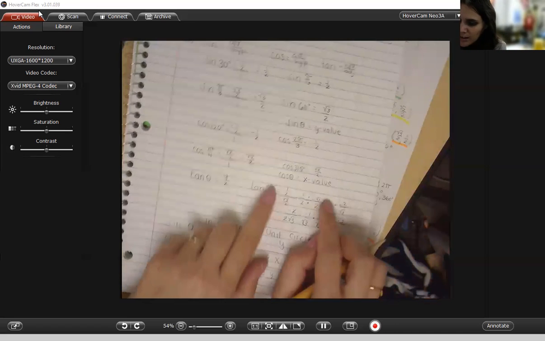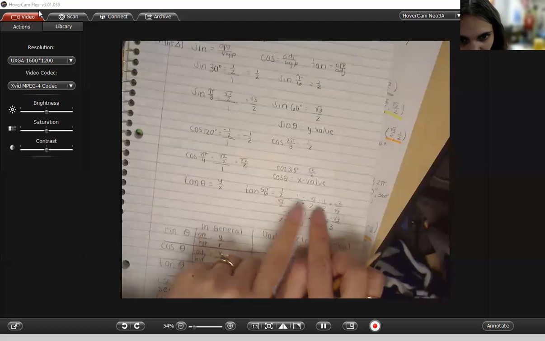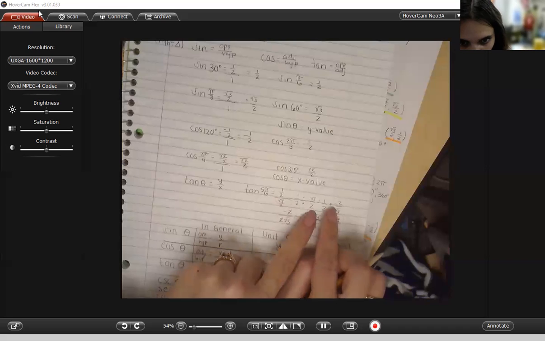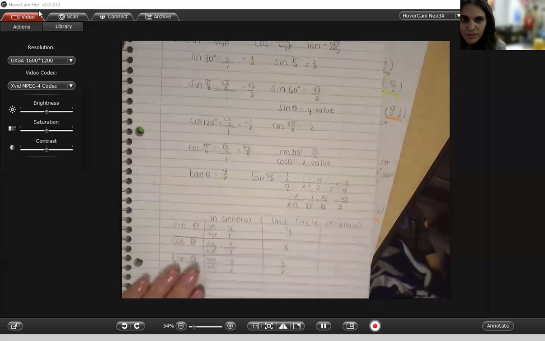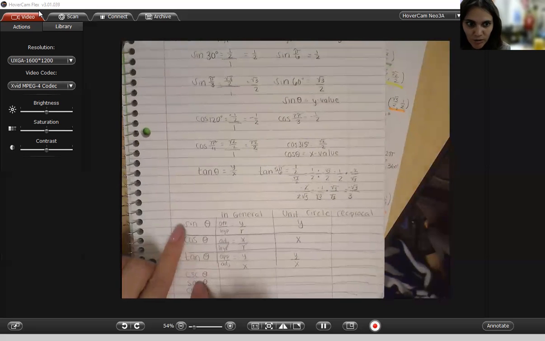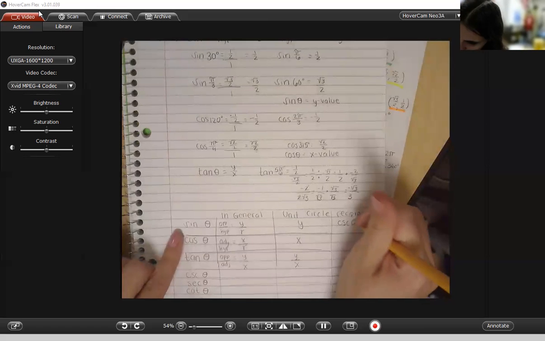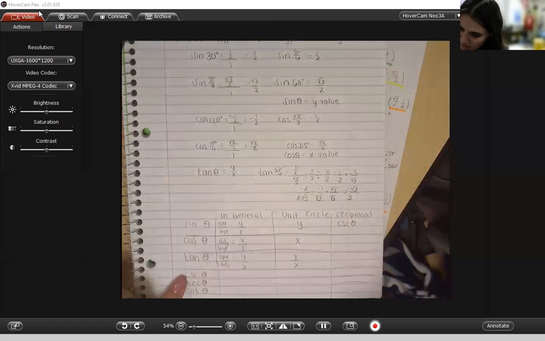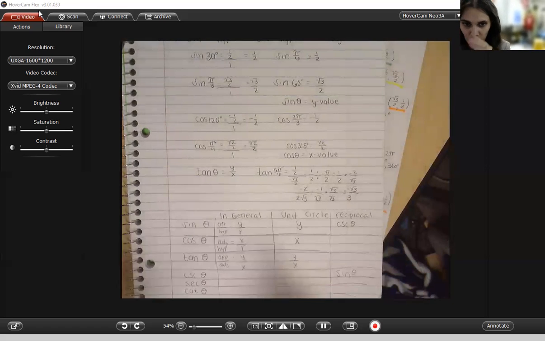Right here, I said 1/2 divided by negative rad 3 over 2 is the same thing as 1/2 times the reciprocal. How did I find the reciprocal? I just flipped the top and bottom. So the reciprocal of sine is going to go with cosecant, which means that the reciprocal of cosecant is going to be sine. If I were to flip the top and bottom.